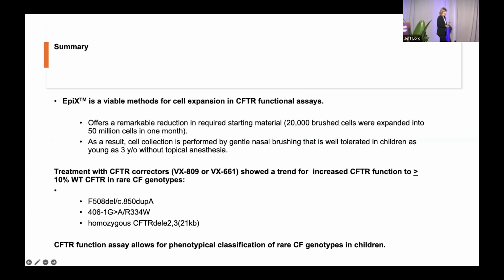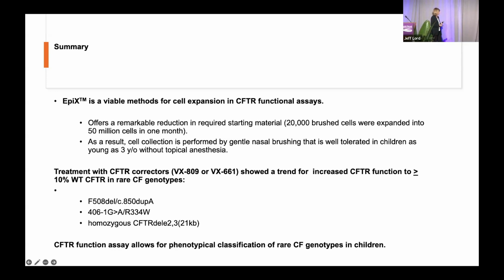So now in summary, I showed you that the EpiX technology is a viable method for cell culture expansion for CFTR functional assays. So we had a remarkable reduction in the starting material, as low as 20,000 cells. And that's something that we can achieve in a really simple nasal swab on children without anesthesia. So it's almost like you're doing a COVID test. And therefore we could do this nasal brushing technology now in children as young as 3 years old without topical anesthesia. And then we found out that these particular genotypes, the F508del and the C850AA, as well as the splice mutation and the homozygous CFTR deletion mutations, were responsive to CFTR modulators with a response that was larger than 10%.